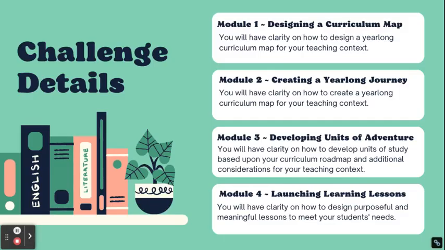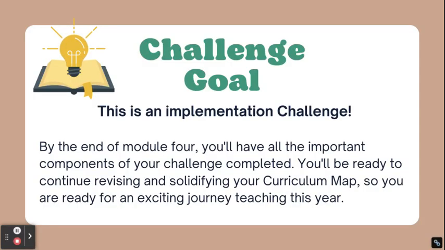Today, we're going to focus on Module 3, developing units of adventure. So you will have clarity on how to develop units of study based upon your curriculum roadmap that you've developed and any additional considerations for your specific teaching context. This is an implementation challenge, which simply means that as we go through the course together, we are actually putting what we're learning into action. And by the end of this course, you will have a completed unit that you will be able to implement in your classroom. You'll also have a complete curriculum map that you will be able to revisit, revise, and continue to work on throughout the school year.